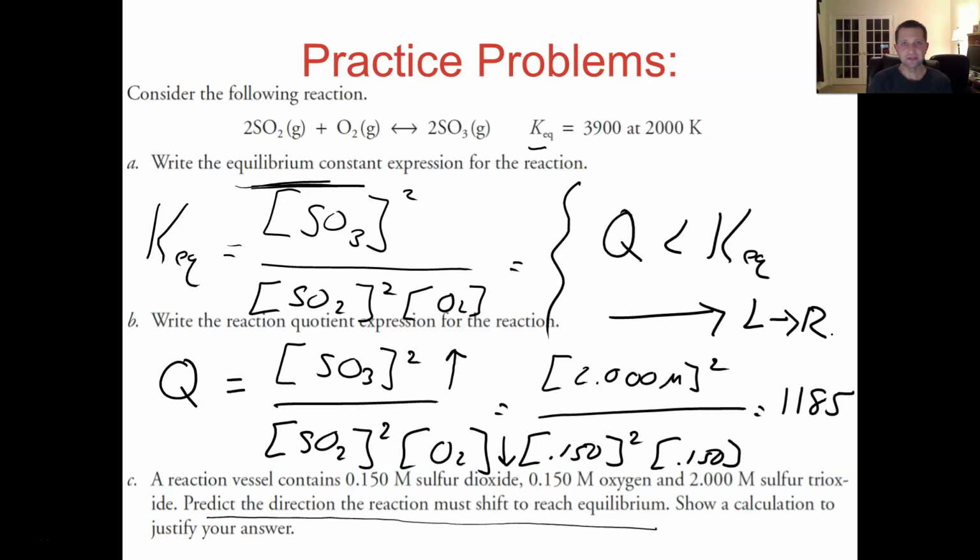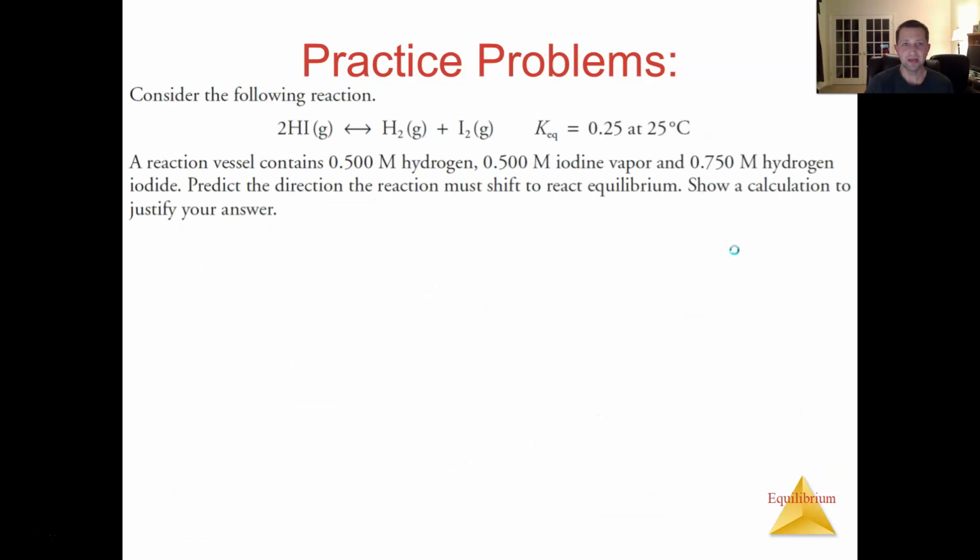These are really easy once you get the hang of it. If Q is less than KEQ, we shift forward. If Q is greater than KEQ, we shift to the left. Simple as that. All right, the next one.